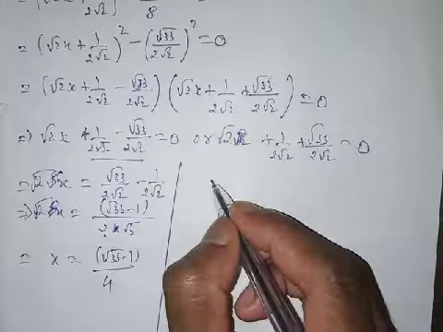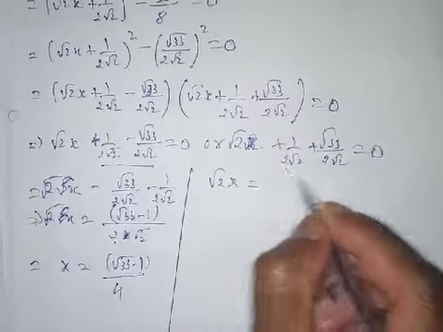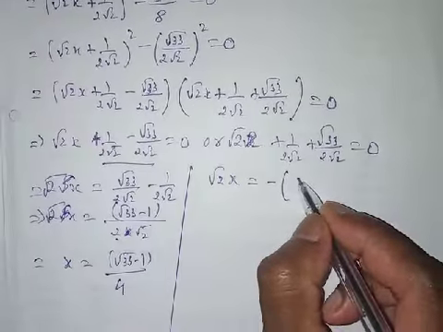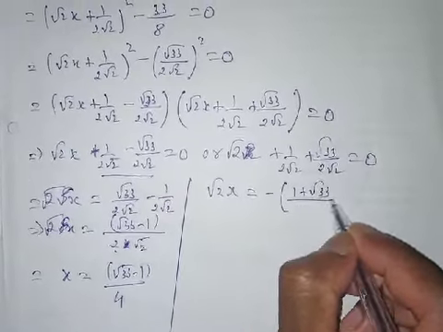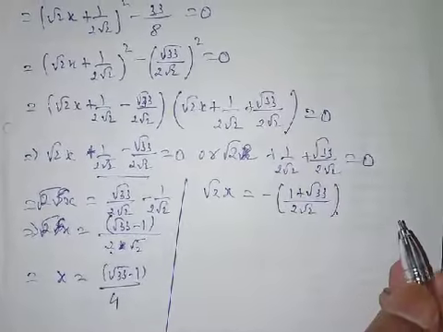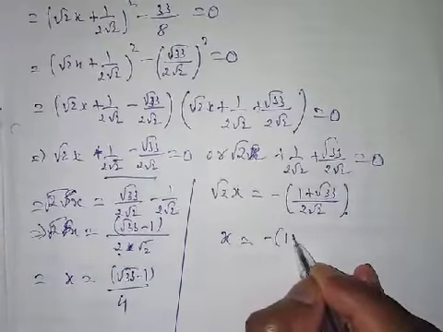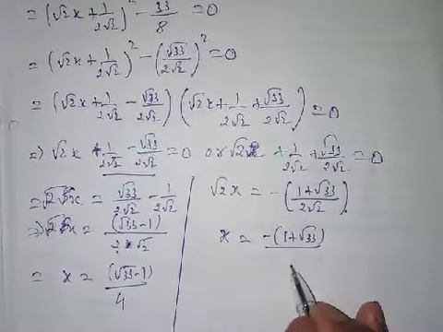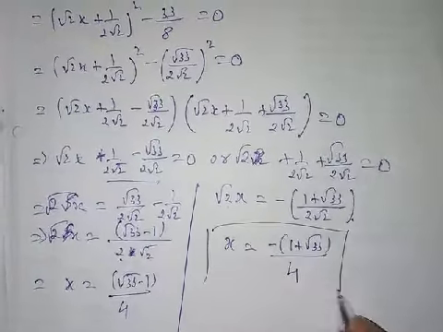Here also it is root 2x is equal to, both are plus, so we'll keep in the bracket 1 up root 33 upon 2 root 2 as a LCM. Is it? So now root 2 will multiply there, so x is equal to minus 1 upon root 33 upon, if we multiply here, 2 2s are 4, so it will become 4. This is the value of x.